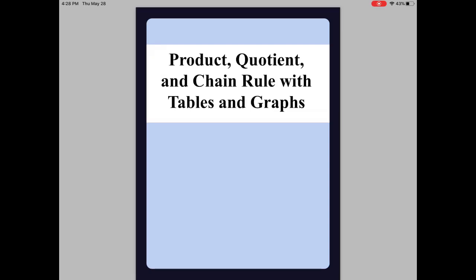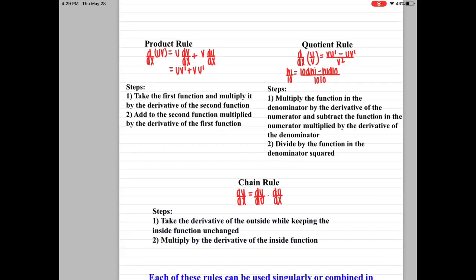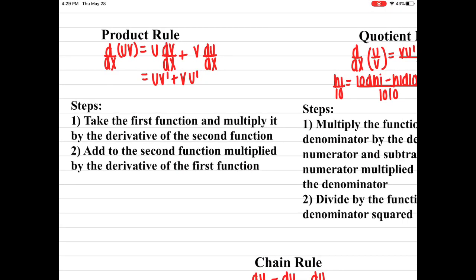Today we'll be learning how to apply the product, quotient, and chain rule to tables and graphs. These rules are vital in calculus in order to correctly compute derivatives of two or more differentiable functions. The first rule that we have here is the product rule, which is used to find the derivative of the products of two or more differentiable functions.